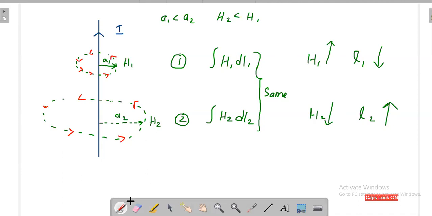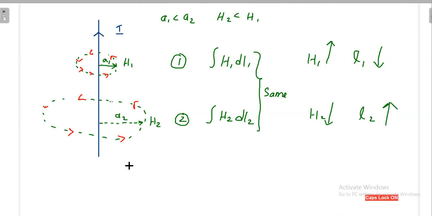Once it is the same, what is the meaning? I can write it like this: integral H1 dl1 is equal to integral H2 dl2. It should give you some value. What is that value, sir? It is I, because the current is producing the magnetic field. Finally, the integral of H dot dl has to be I.